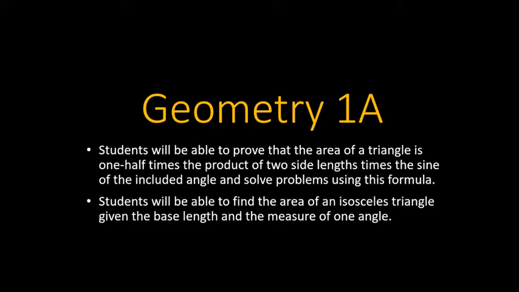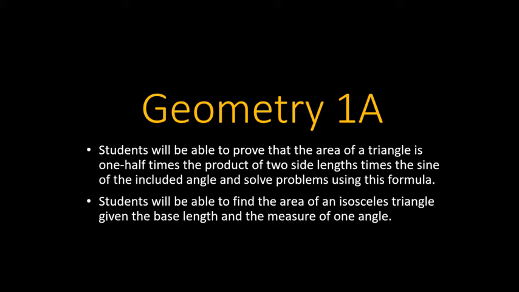This is the asynchronous recording for Geometry 1A, Unit 5. This week we're going to discuss proving that the area of a triangle is 1/2 times the product of two side lengths times the side of the included angle, and solve problems using this formula. I know that was a mouthful.